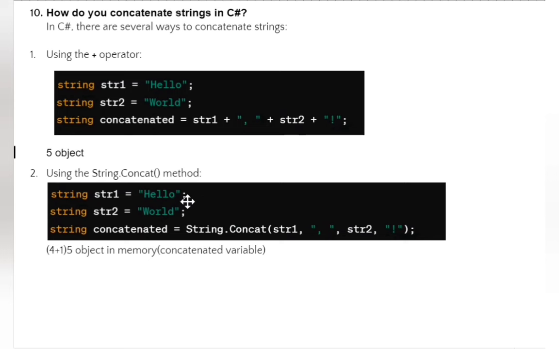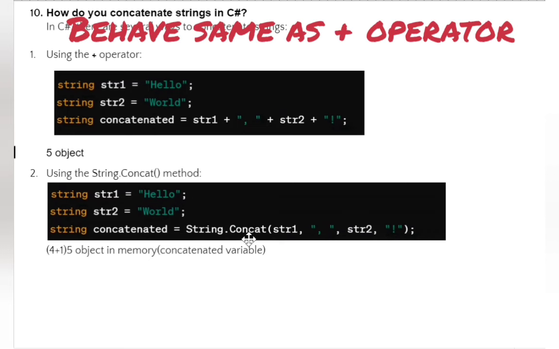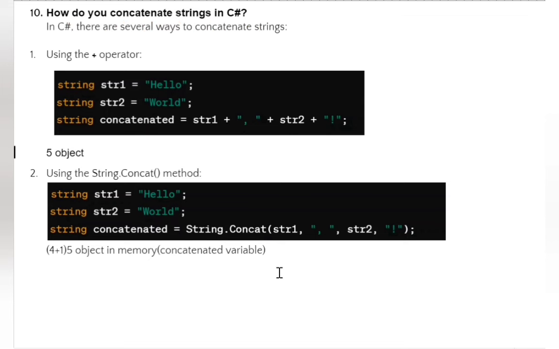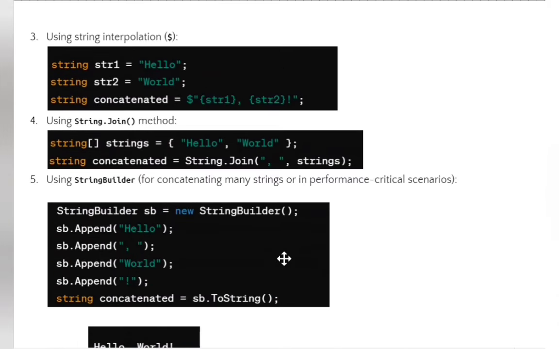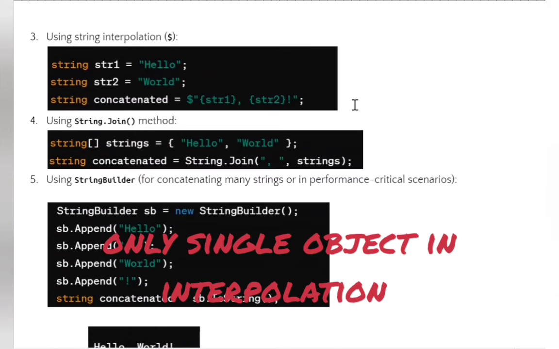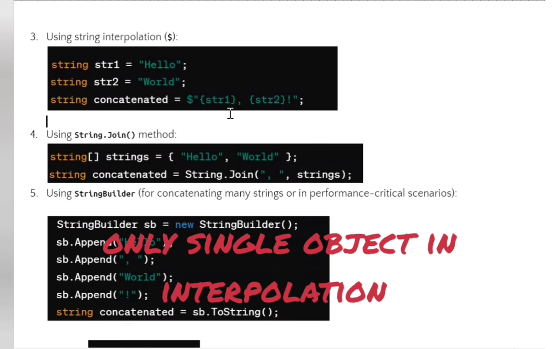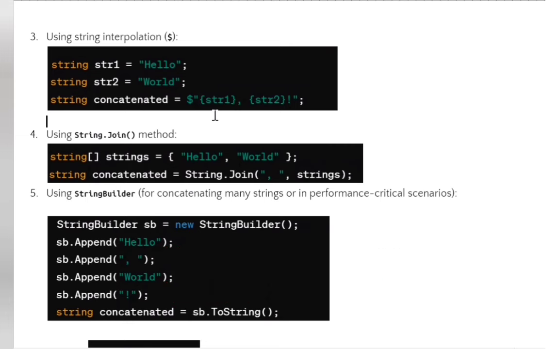Okay, let's move to the concat. In concat we are doing the same thing but using the concat method of string, and again the same thing will happen. It will again create 5 objects. Now we have string interpolation. As I already mentioned before, since we are directly embedding the literals into the expression, it will only create a single memory object, unlike string concatenation where it will create 1, then 2, and then 3, but here it will only create one object in the memory.